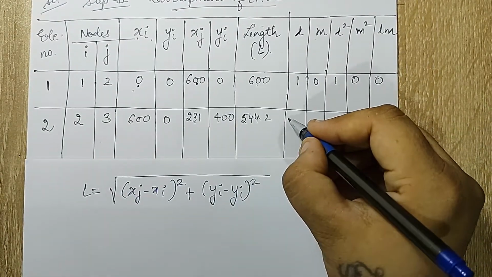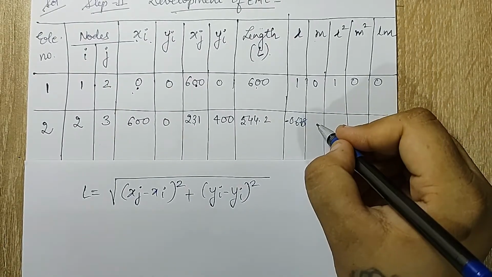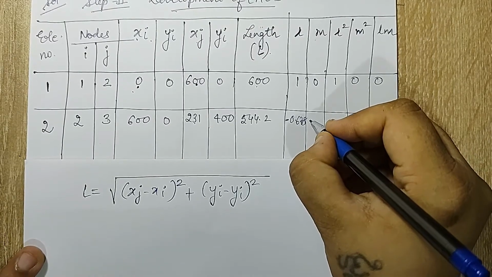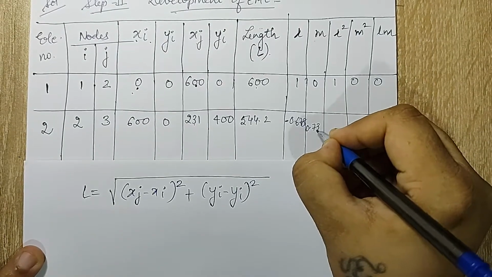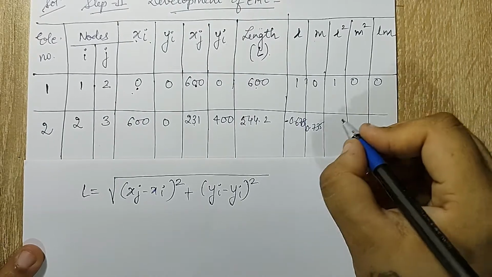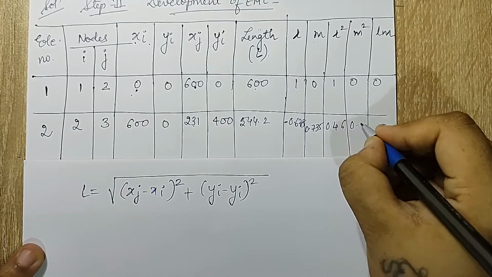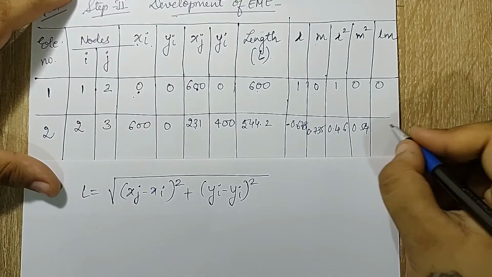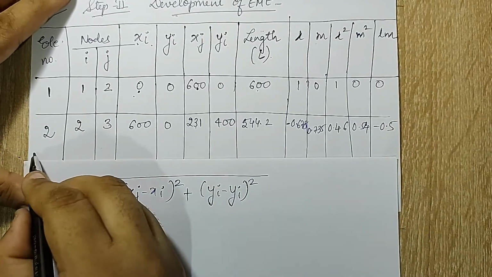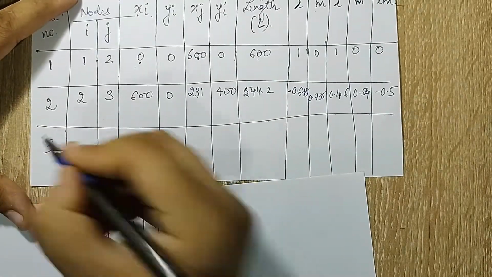I get it as minus 0.678 and M I obtain as 0.735. L square I have obtained as 0.46 and M square as 0.54. L into M I obtain as minus 0.5. So this completes for element 2. Next I'll go for element 3.